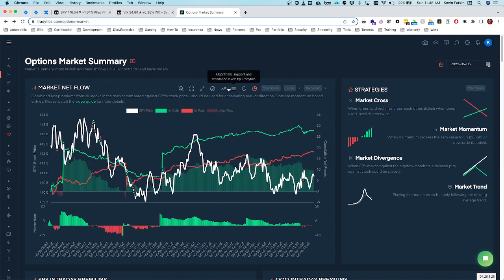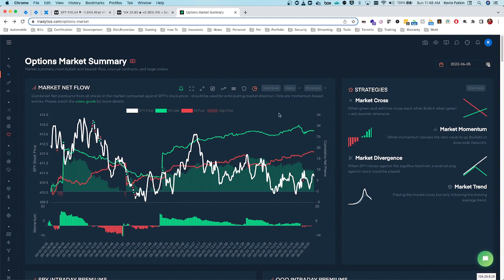And one nice thing is you can turn on notifications here, and it will tell you throughout the day when you have crosses, when you have a change in momentum. I don't believe it tells trend breaks, but it will tell you when net premiums go above 0 or below 0, which can also be a bullish or bearish indication.